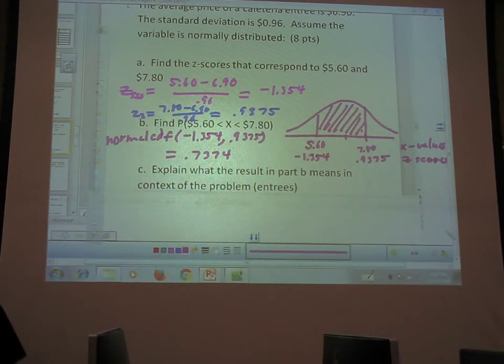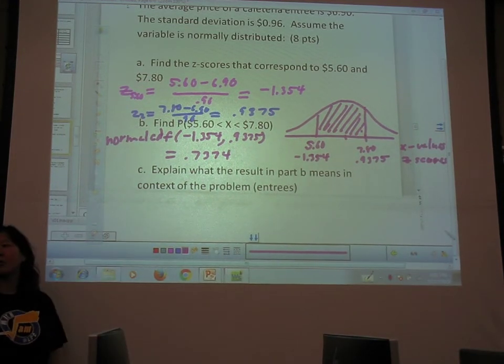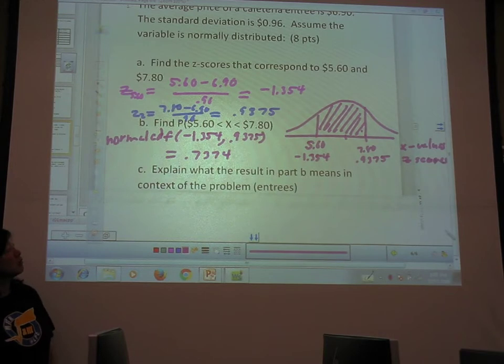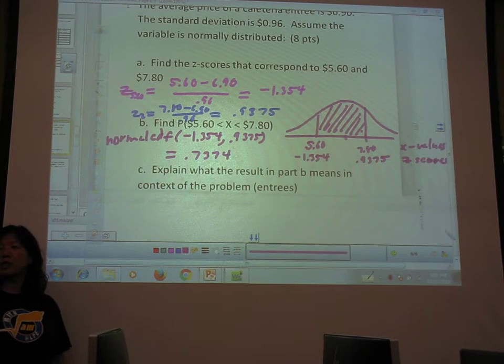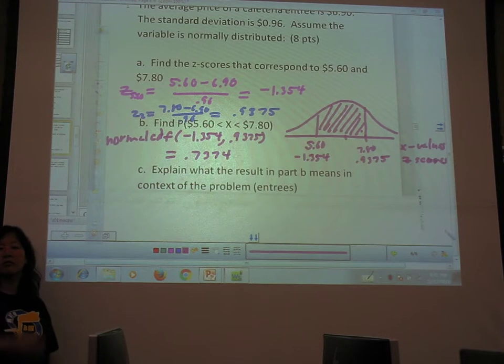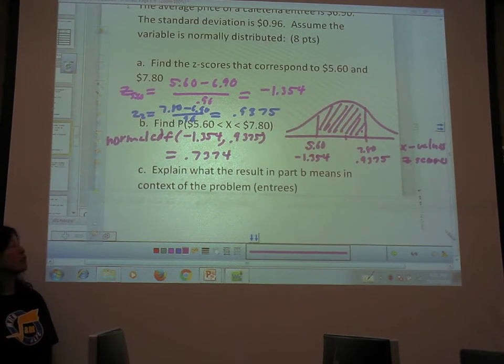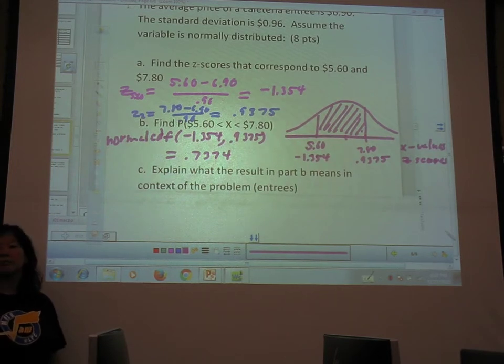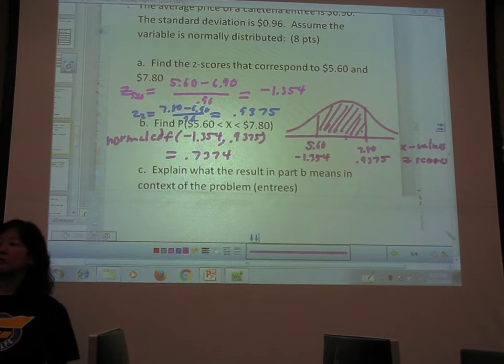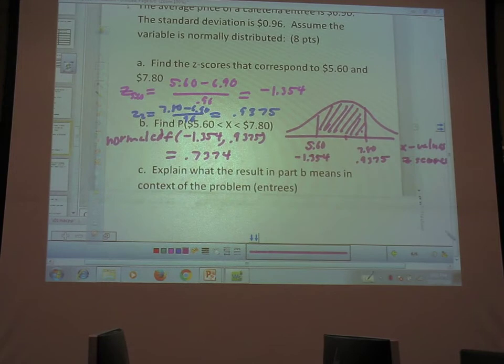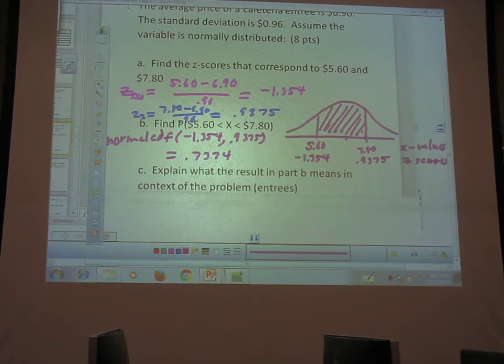So what does this probability mean in words in the context of the problem, the context of entrees? About 74% of lunches fall between $5.60 and $7.80. Good. That's one way of putting it. What's another way of putting it? A random lunch chosen has a 74% chance of being between $5.60 and $7.80. Exactly. So those are the two ways of saying it: either the percent of the population that will be there, or the probability of picking one and having it be there will be that percentage.